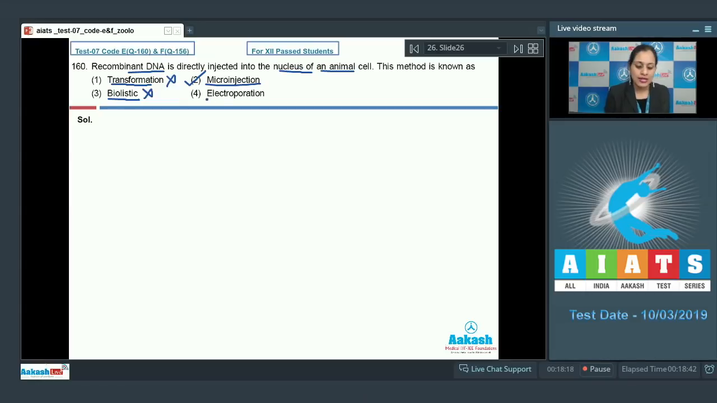The last option is electroporation, and this is an incorrect option. In electroporation, short electrical impulses of high field strength are given to the target host cells. So the correct answer to this question is option number 2. Let's proceed to the next question.